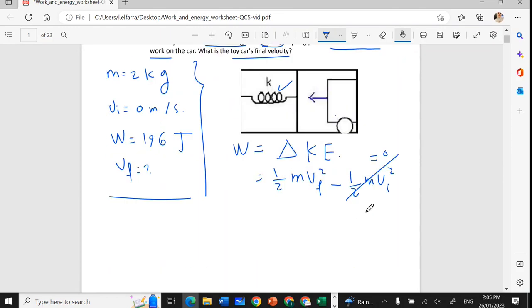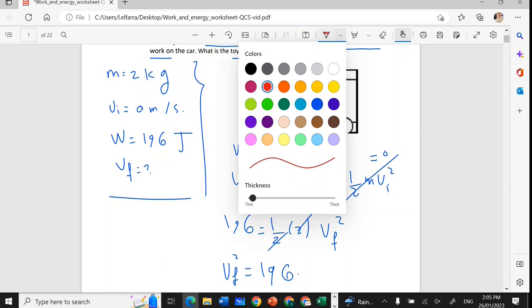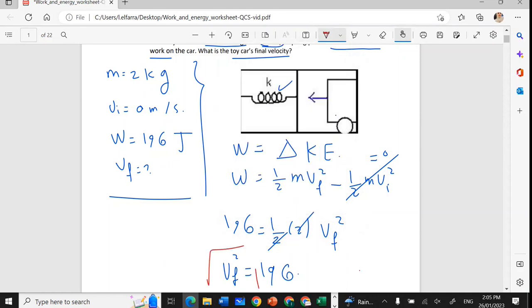The value of W is 196, equals half, m is 2, times v final square. 2 and 2, we can cancel them out. So v final square equals 196. If I need v final, I'm going to take the square root of both sides. So v final will equal 14 meters per second.